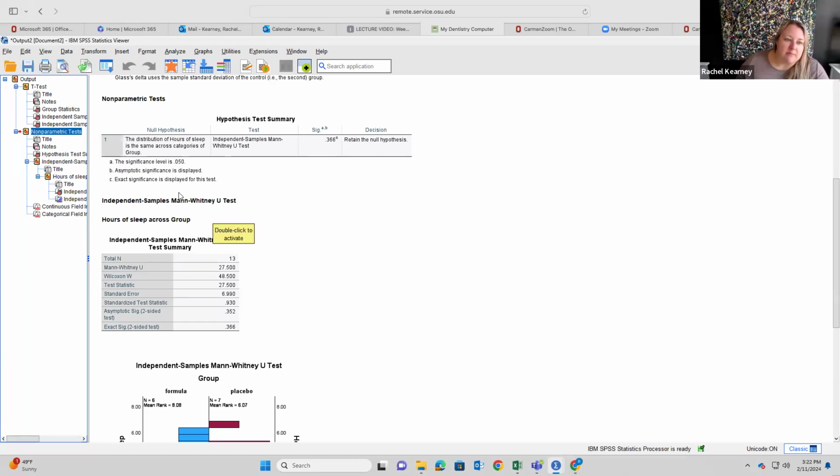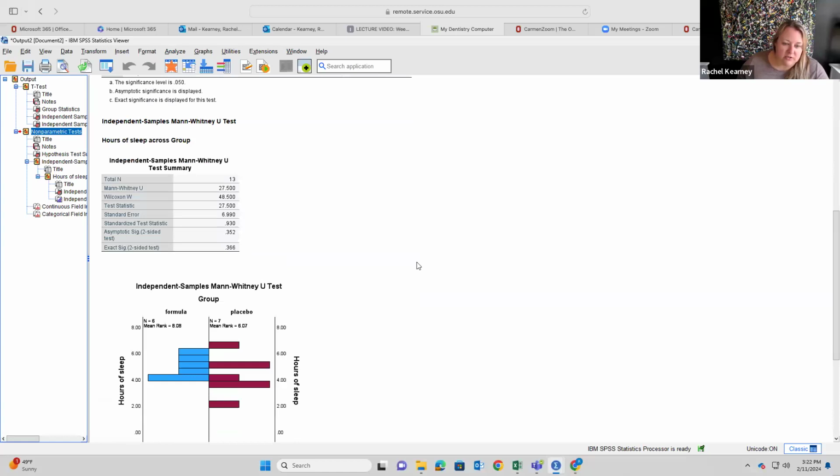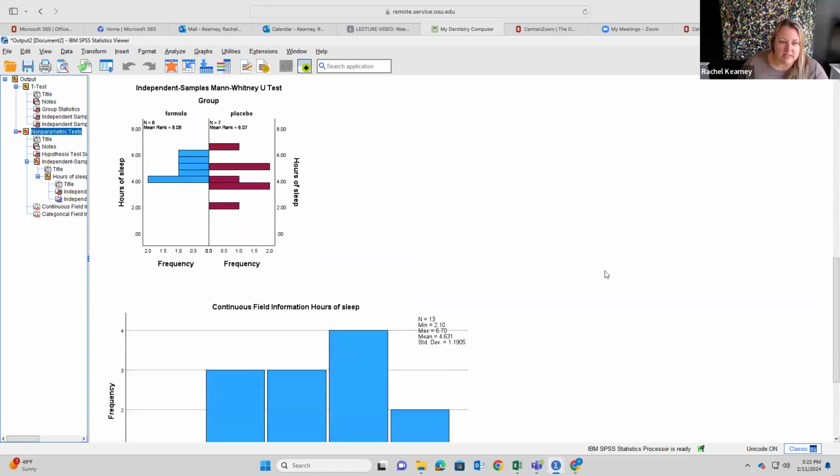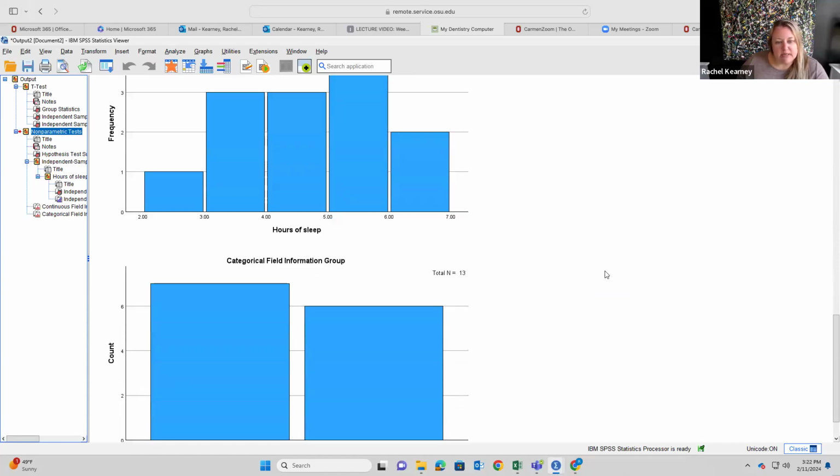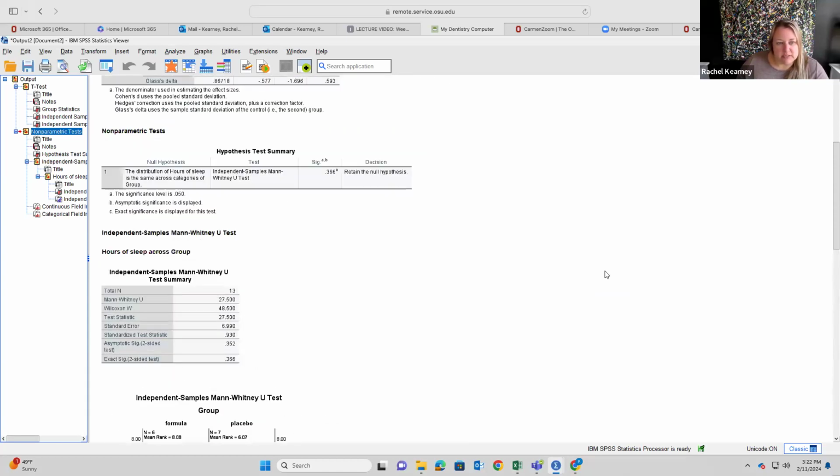So this table gives you everything you need here, but you can also look at this test summary, and it will give you your significance for the two-sided test down here, 0.366. Because this number, 0.366, is greater than 0.05, there is not a statistically significant difference. If it was less than 0.05, it would be a significant difference. There are also some other graphs that come out with this that can show you your data in different ways, but to interpret this, this is really the only section that you need for your Mann Whitney U test.